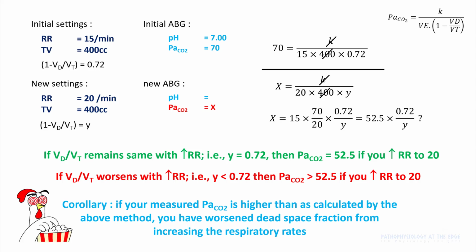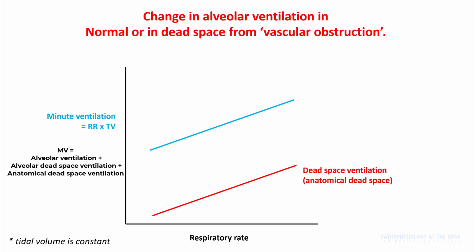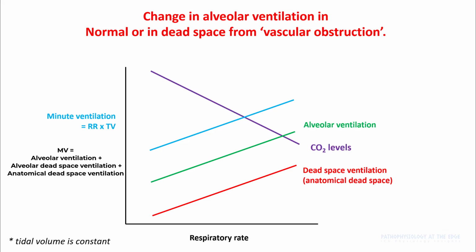You can pause the slide and go through the calculations again and read these two lines, as these are going to be very important. So let's look at it in a different way. We have respiratory rate on the x-axis and minute ventilation on the y-axis, and as you increase the respiratory rate, your minute ventilation is going to increase. Similarly, your dead space ventilation is going to increase in the same proportion, and your alveolar ventilation will increase at the same rate. And your carbon dioxide levels are going to fall because your alveolar ventilation is increasing. So if you increase the respiratory rate, you will have decreasing CO2 levels.